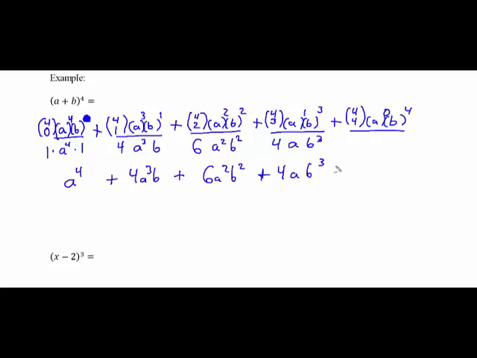And finally, 4 over 4 is just choosing 4 objects from a group of 4, and there's only one way to do that. A to the 0 is also 1, and b to the 4th is just b to the 4th. And here are my 5 terms of an expanded binomial, this a plus b quantity to the 4th. And you can go back to the first video and see where we did that.